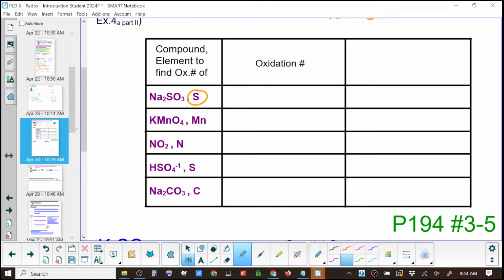Is it the oxidation number of the whole thing? For the whole thing? Like, what are we finding? The one that's given afterwards. So for the first one, you're finding sulfur. For the second one, you're finding manganese. So after the comma, it tells you the one that we want.